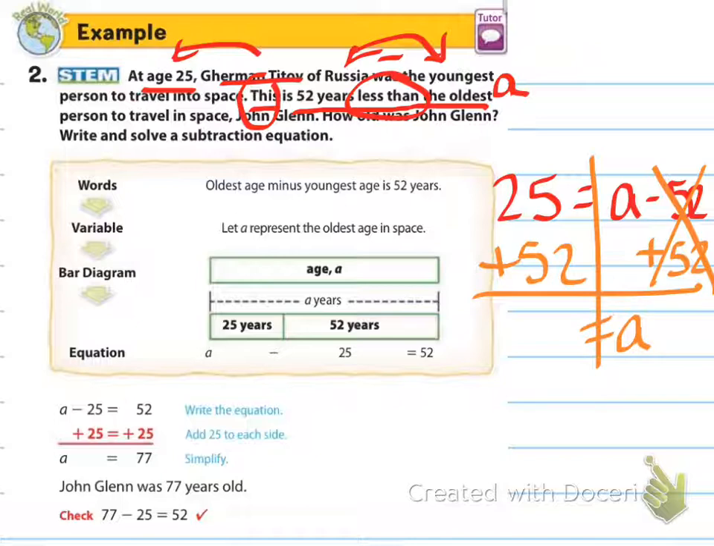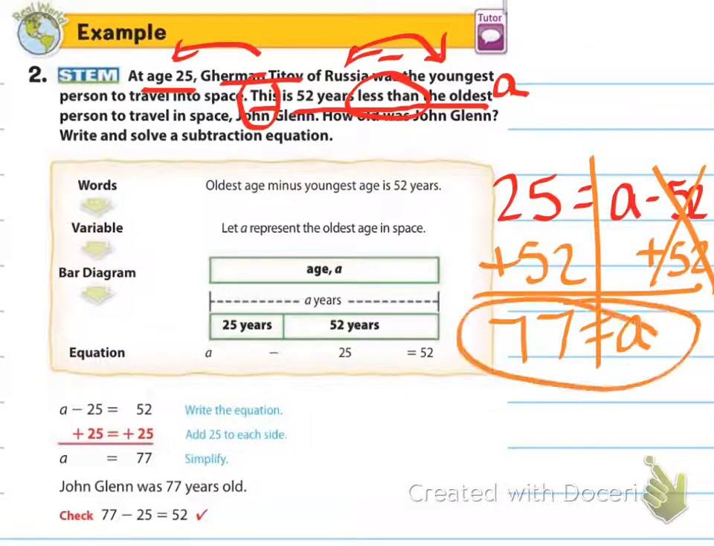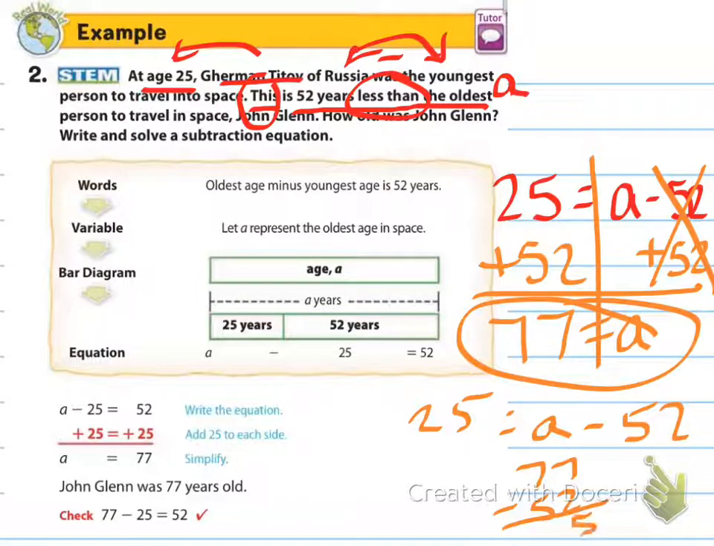And so we end up with A by itself equals 77 years old. So John Glenn traveled to space at 77 years old. And that makes sense. I mean, we're talking about a kid at 25 that's 52 years less than the oldest person, and 77 is definitely an older person, right? We can check our work by plugging it back into the original equation of A minus 52. If we had 77 minus 52, our answer is 25. Check. And notice how I did this, because this is how I do subtraction, not sideways.